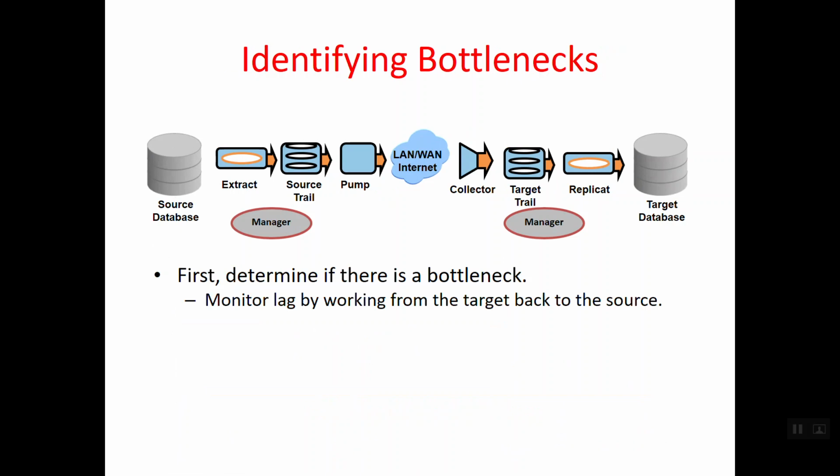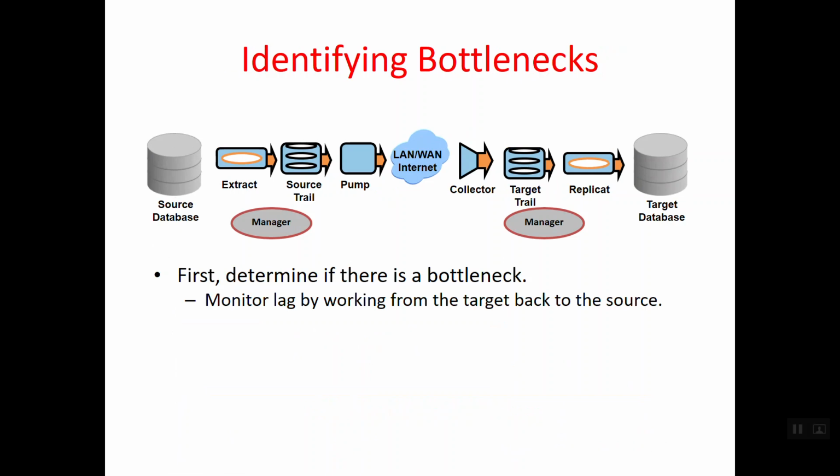Okay, so it is taking time reading the data from the target trail files and writing to the target database. Might be the target database is slow, or the replicate itself is slow doing all of this task. So we have to monitor the lag by working from the target to the source side. So that is the thumb rule for troubleshooting.